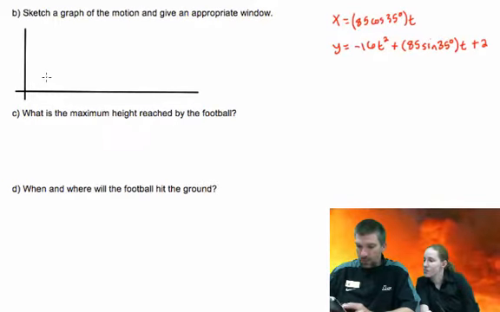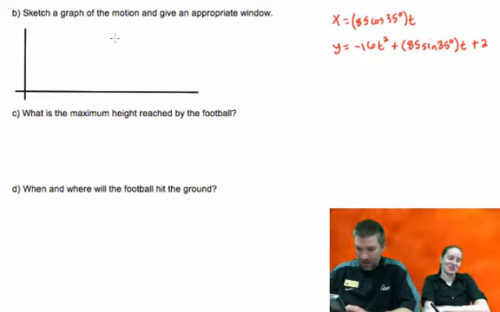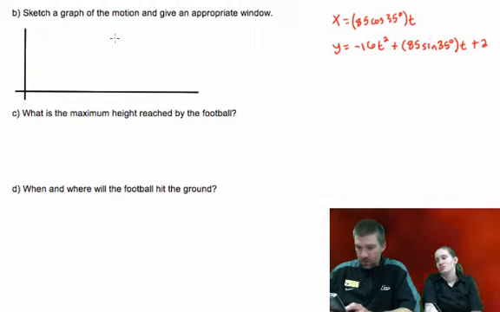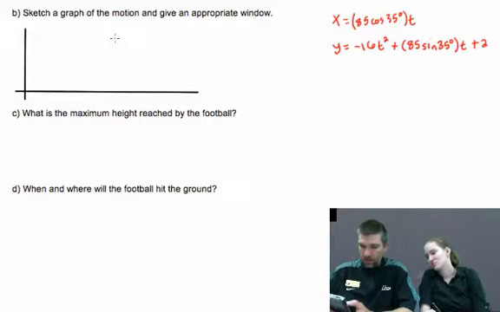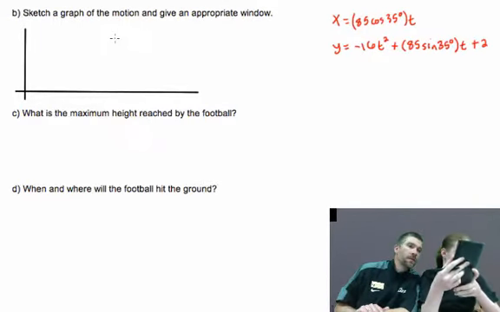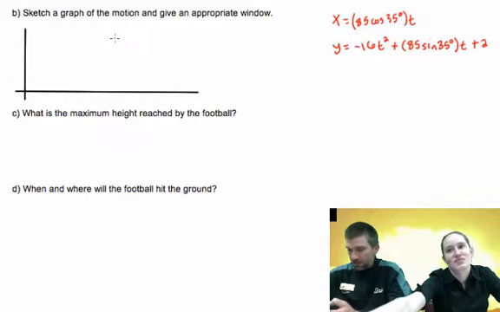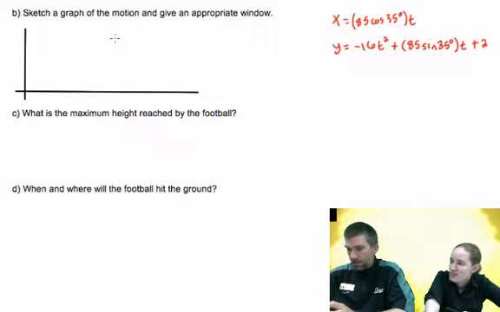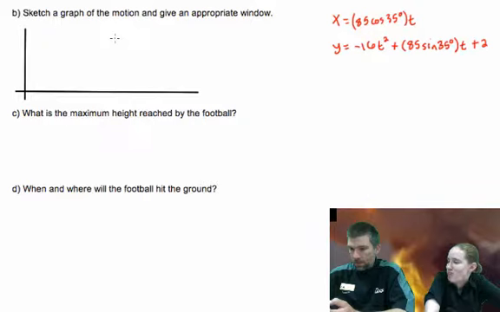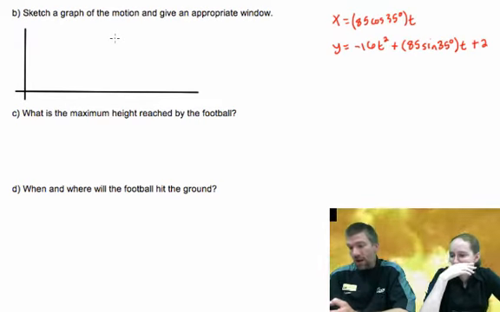Perhaps I picked incorrectly here. Let me just double check these. It says I'm in degree mode here, so I don't know what the heck. 85 times cosine 35t, negative 16t squared, plus 85 times sine 35t. This is weird. Well, that made a difference. So apparently I needed to put the degree symbol in. You were right, of course, like always.